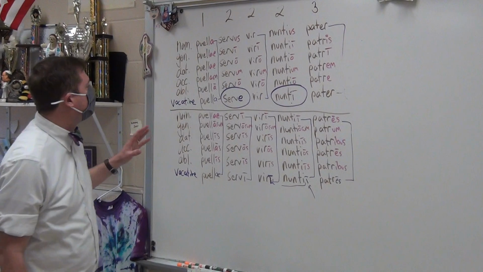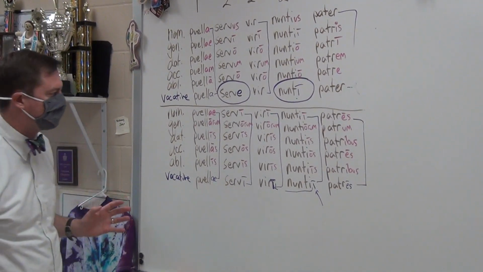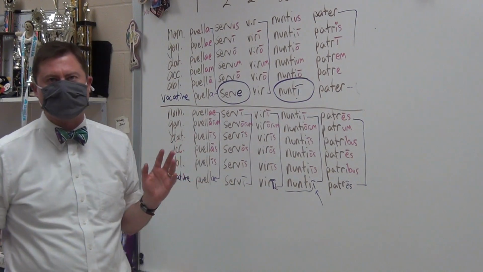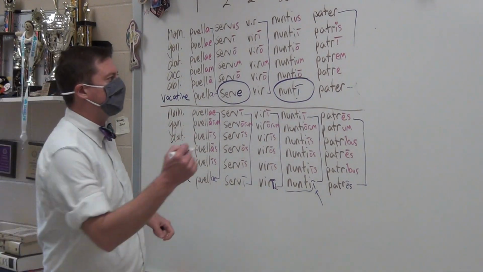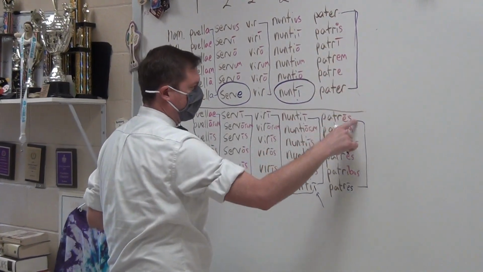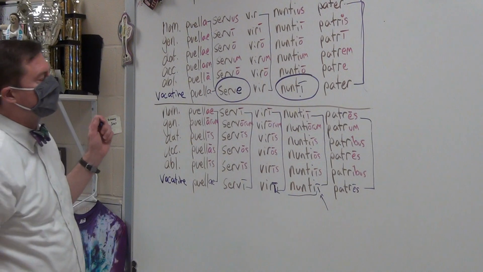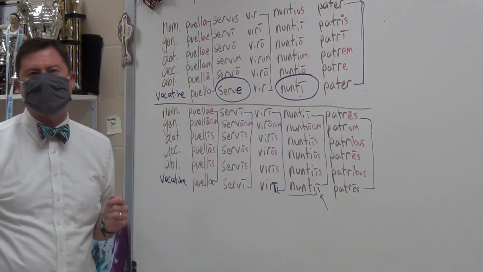The reason why I do not usually include it in my chart is that the vocative case is almost always identical to the nominative. And that's why you can see here with the linking brackets of nominative, vocative, nominative, vocative, nominative, vocative, and so forth and so on. It is almost always the same as the nominative.